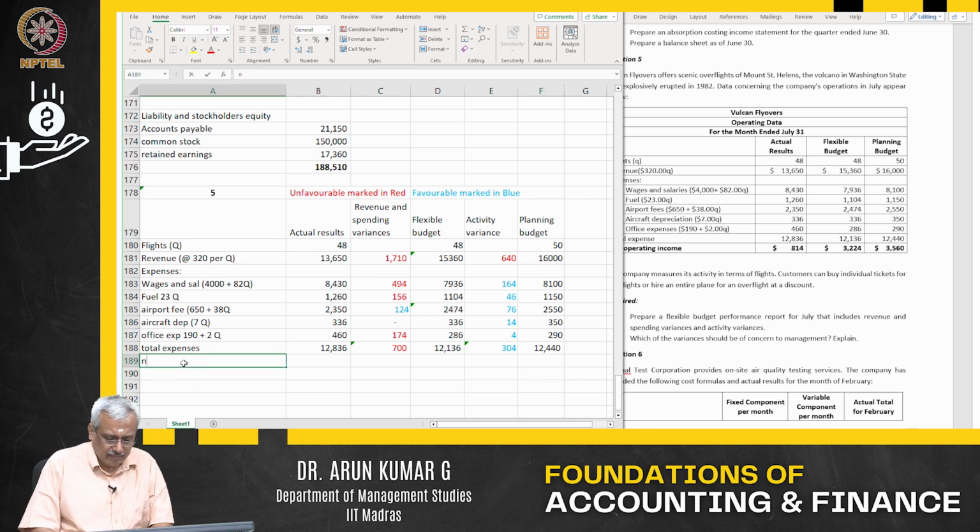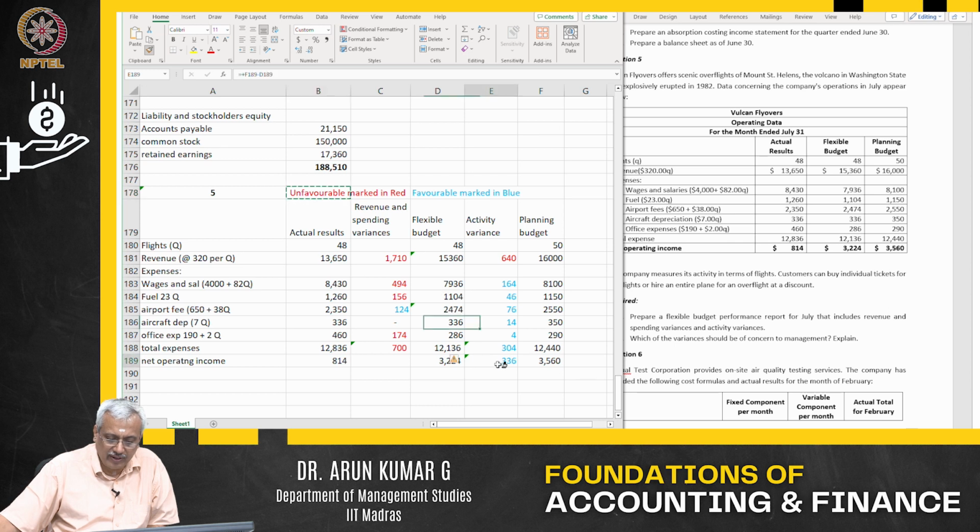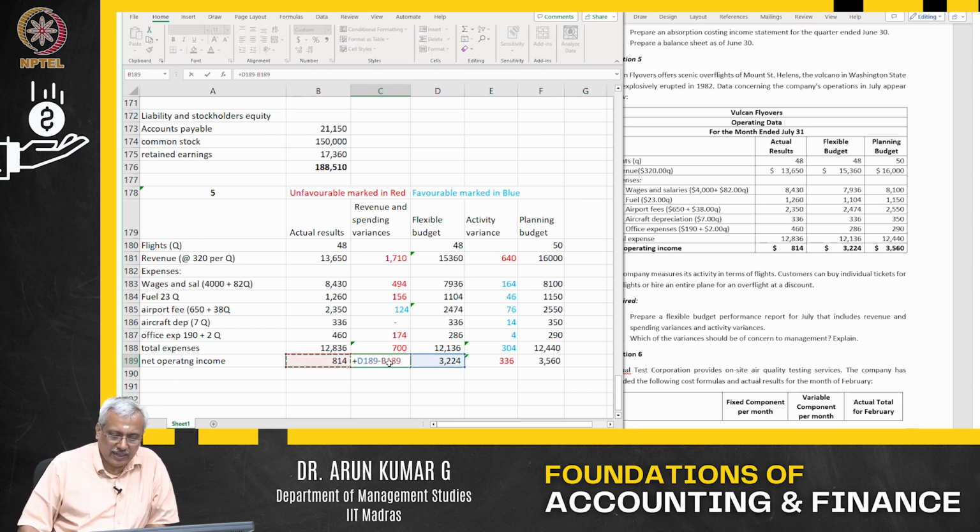What is my net operating income? My net operating income, actual 814. My ideal situation, this should be this. Actual, if you look at, this is what is happening. In this particular case, my actual is my plan, this is what I should have ideally earned. This 3560, please note, is unfavorable operating earnings. It's substantial, as you can see, unfavorable in this case.